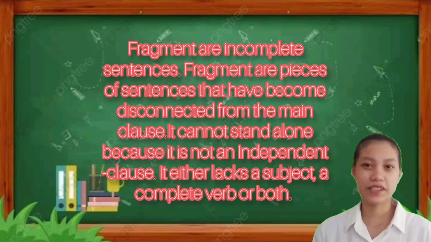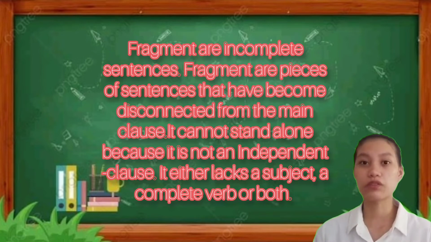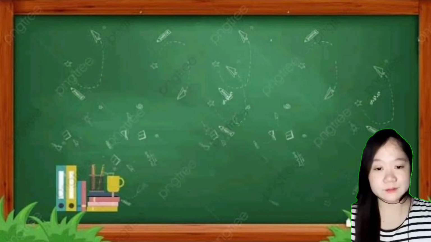It's either lacking a subject or a complete verb, or it might look like a complete sentence, but because it begins with a subordinating word such as when or because, it does not express a complete thought. It is dependent on something else to complete its meaning. Some sentence fragments occur as a result of a simple typographical error or omission of words. They can often be avoided with careful proofreading.